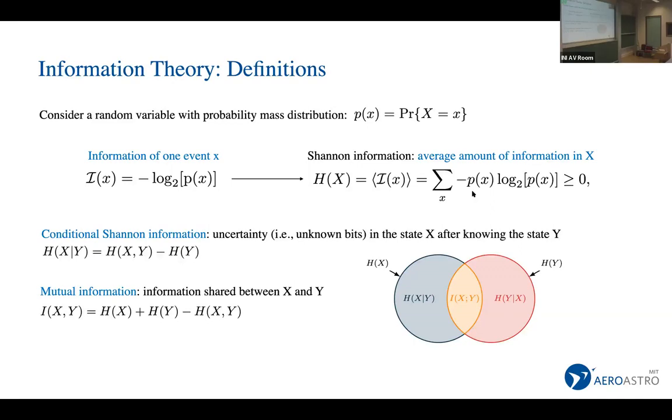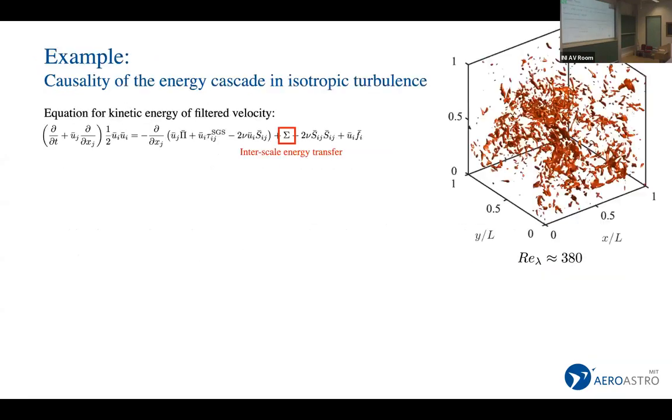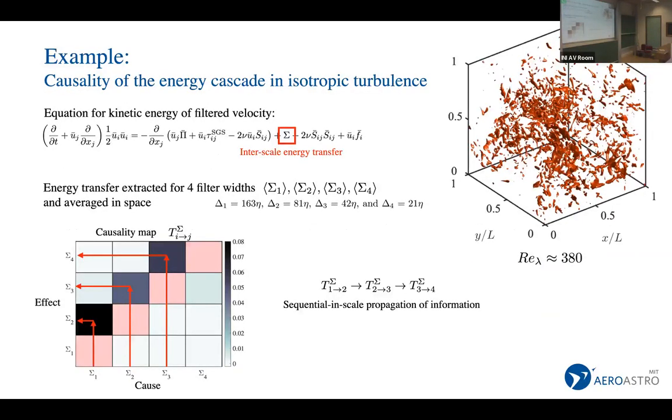I'm thinking basically of your example on the cascade, where you had two variables that were two velocities, or whatever, at two different scales.